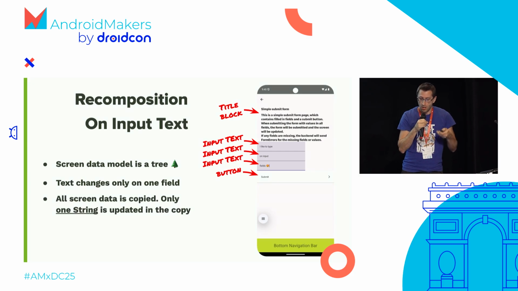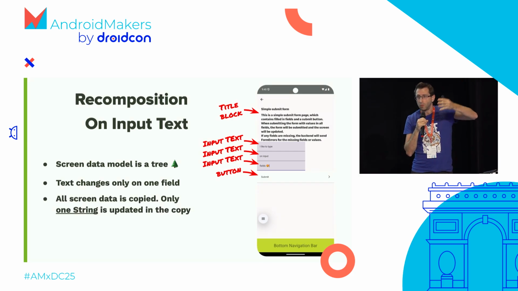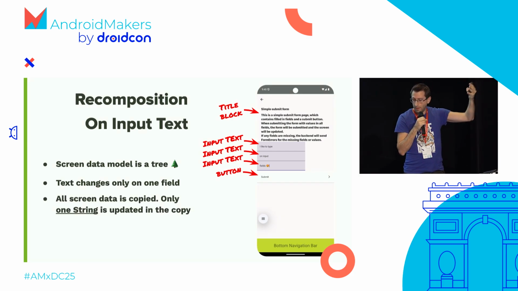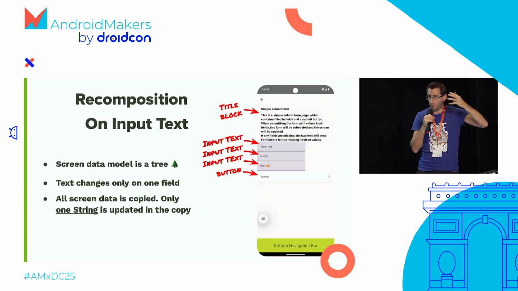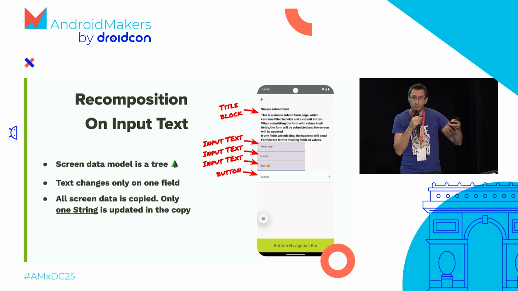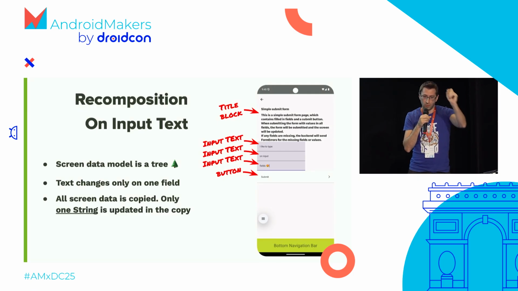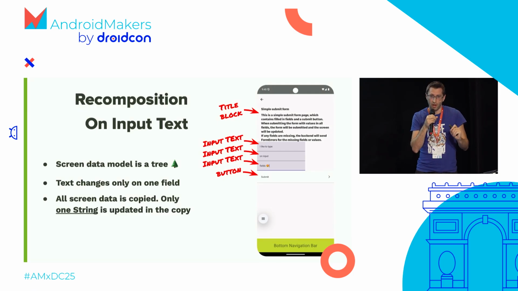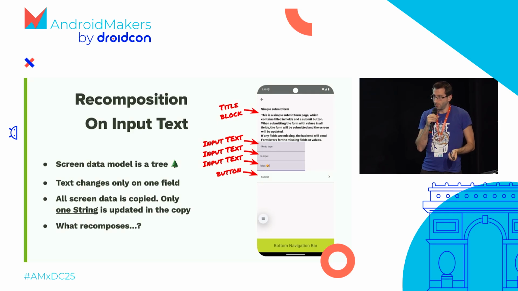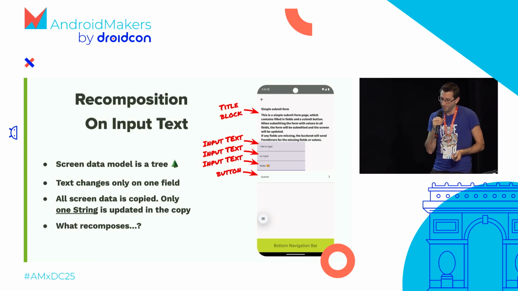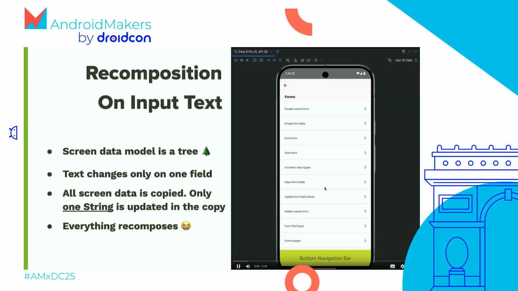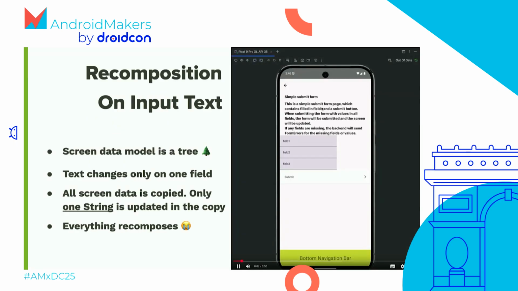what should happen? Well, I told you this data comes from the view model. It's all data classes, so if anything needs to change, everything will be copied, because that's the only way to update a data class. You have to make a copy of the data class. And only one string in this whole data structure has to be changed. The rest will be an exact copy of it. And what will happen with recomposition? Well, everything recomposes, really bad. Let's see it in action.